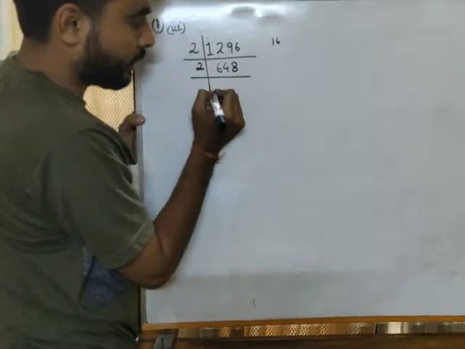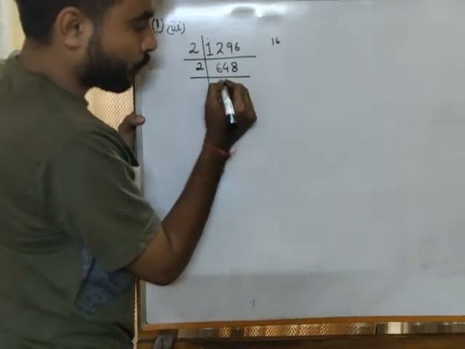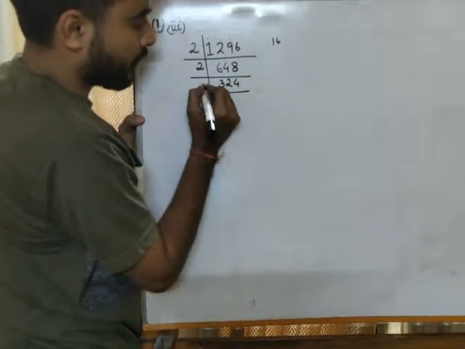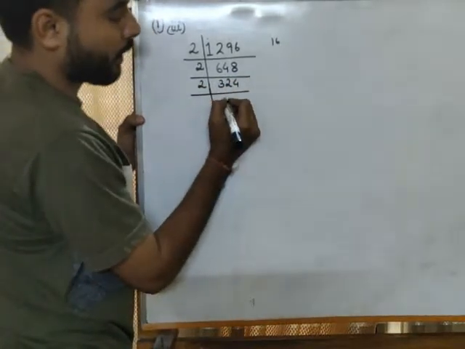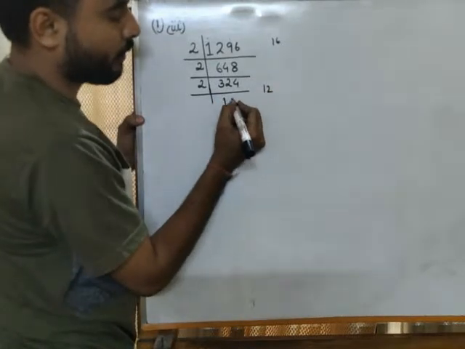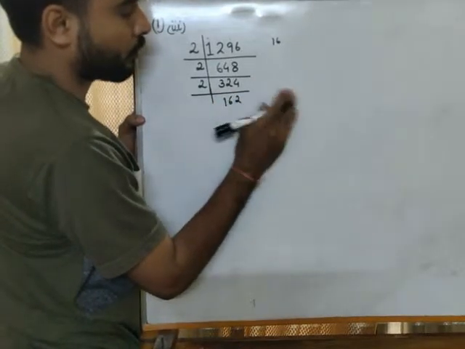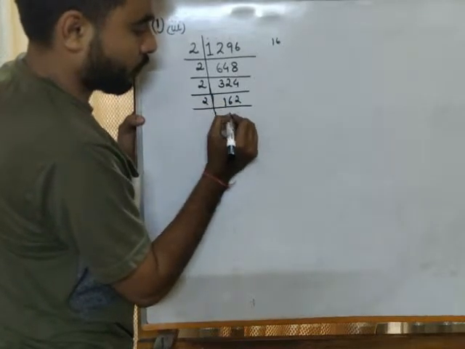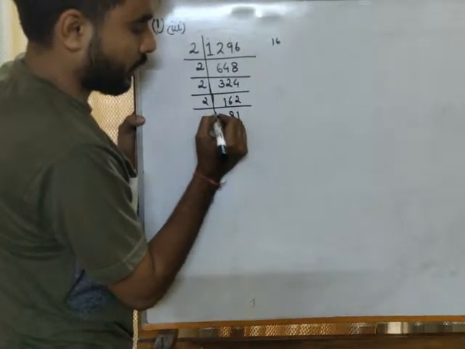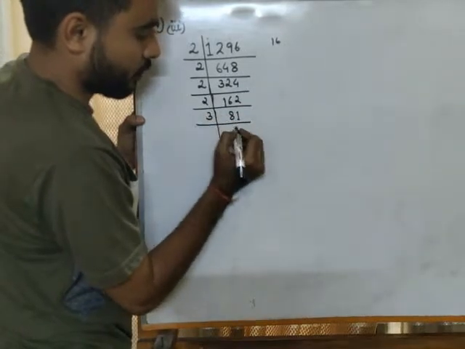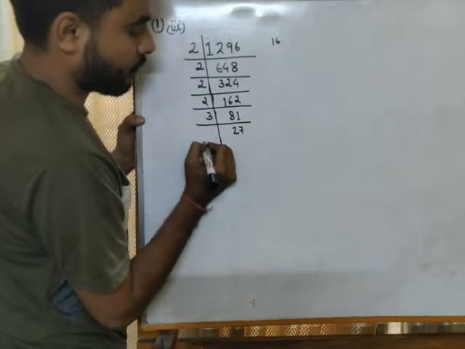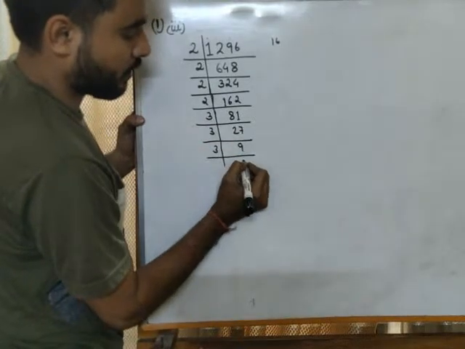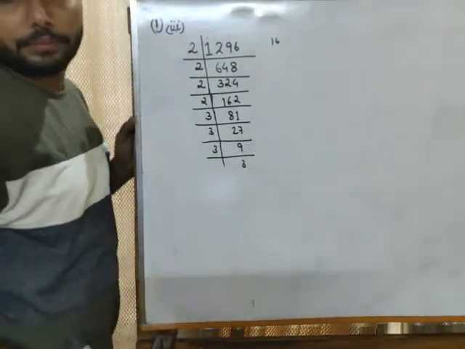In the table of 2 again, since it is an even number, 2 3 times 6, 2 2 times 4, 2 4 times 8. Again in the table of 2, 2 1 times 2 remain 1, 1 2 12, 6 times 2, 2 times 4, 2 81 times, 3 27 times, 3 9 times, 3 3 times.